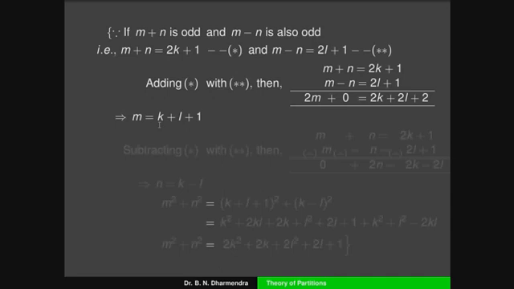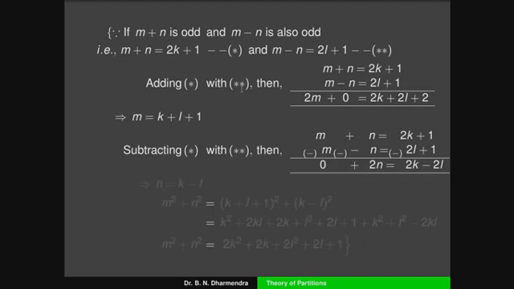The next one, when I subtract star with double star, then you can find the value of n. That is, m plus n equals 2k plus 1, and m minus n equals 2l minus 1.